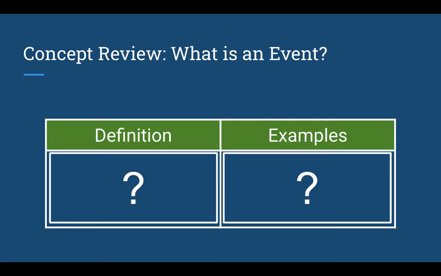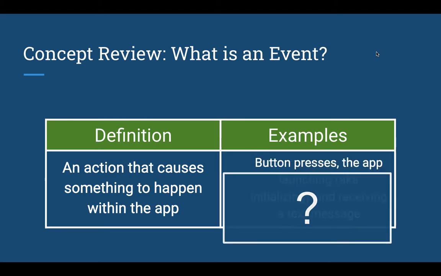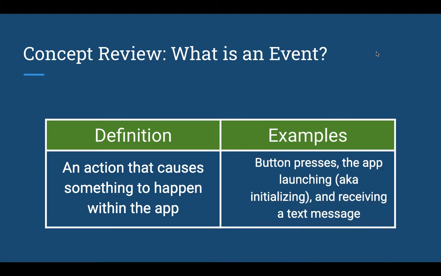Alrighty. So last week introduced this idea of events. An event is any action that causes something to happen within an app. It's generally going to be user initiated. So things like pressing buttons or flipping your phone around and getting the accelerometer going, those types of things. Anything that the user is doing causes some sort of response. So an example might be button pressing.